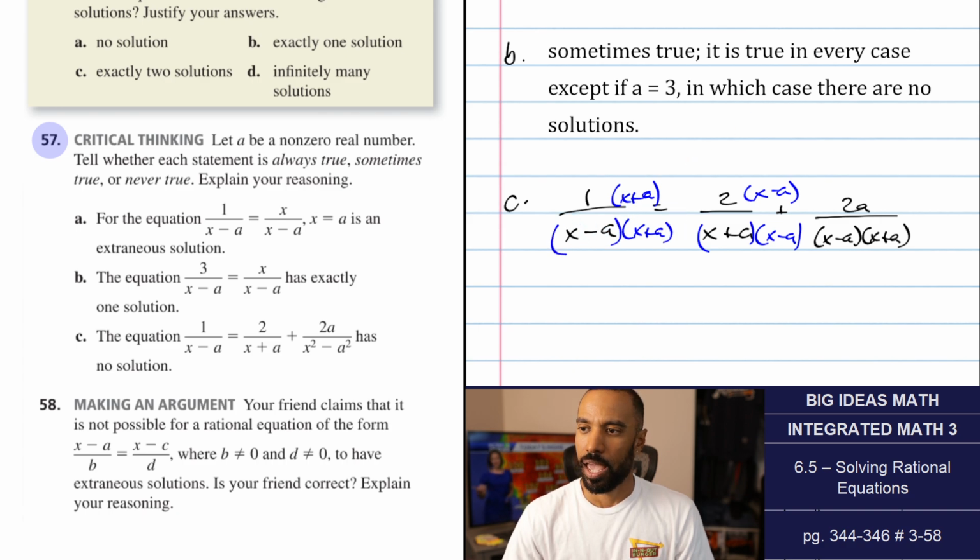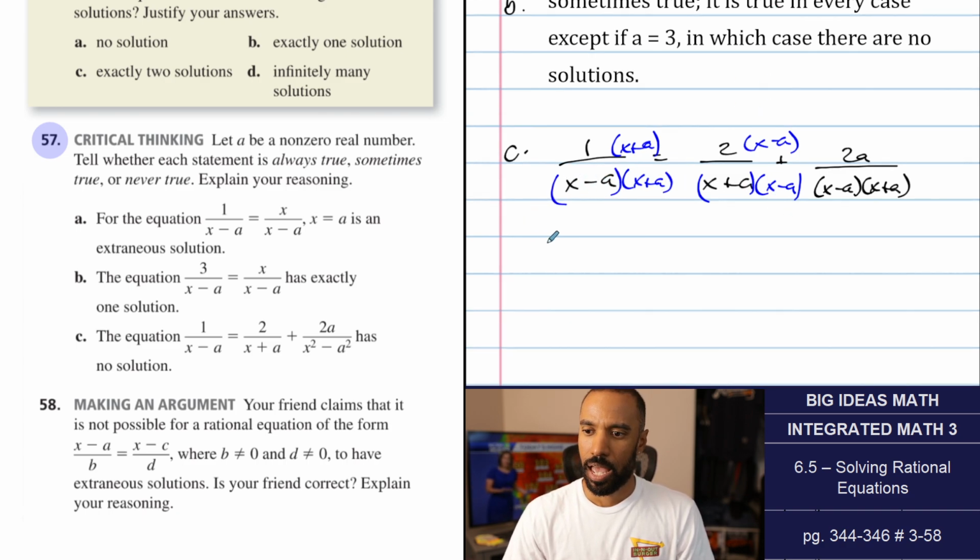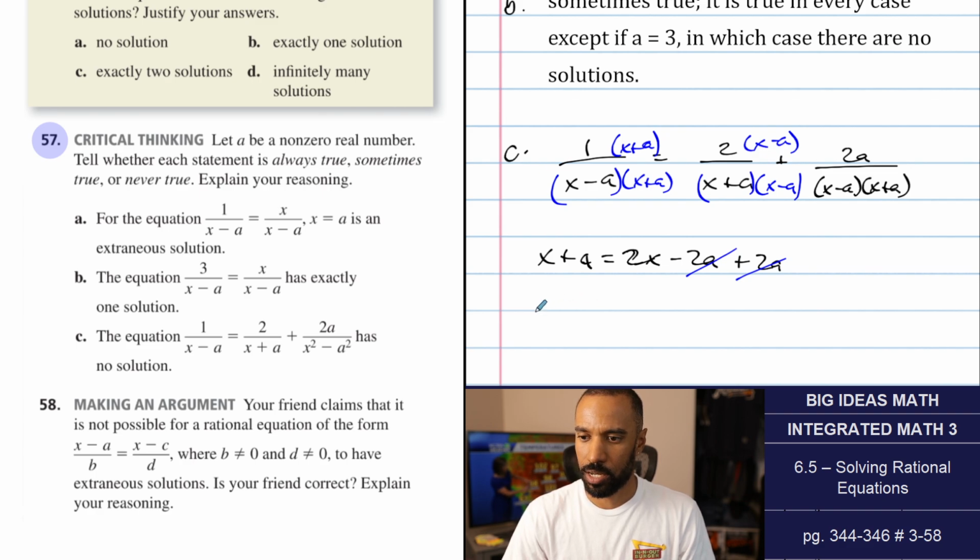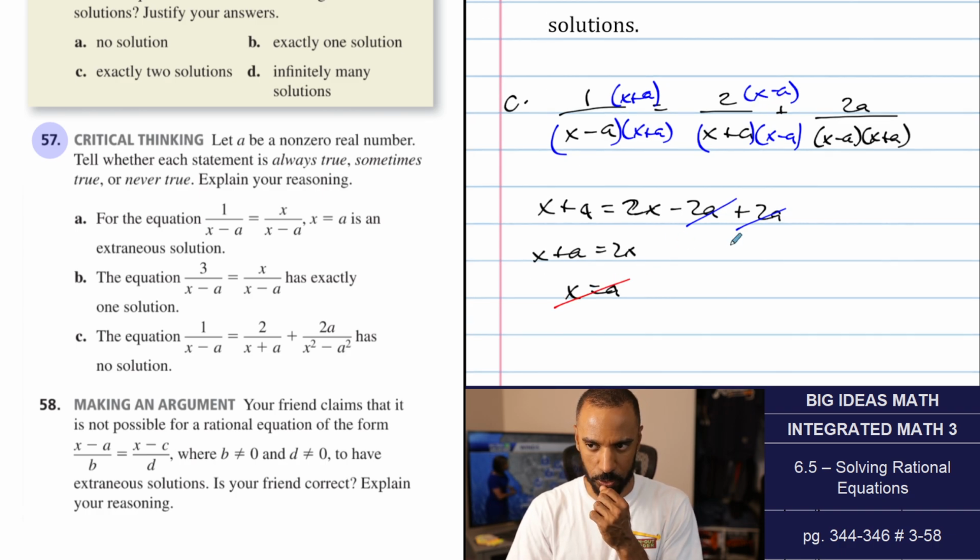Common denominators. Like that. And we're going to now get x plus a plus 2x minus 2a. No, I'm sorry, this is an equals. X plus a equals 2x minus 2a plus 2a. Now here you get cancellation. X plus a equals 2x. If you subtract x from both sides, you get x equals a. X equals a ain't allowed because that'd be dividing by 0. So this is extraneous. That means no solution.